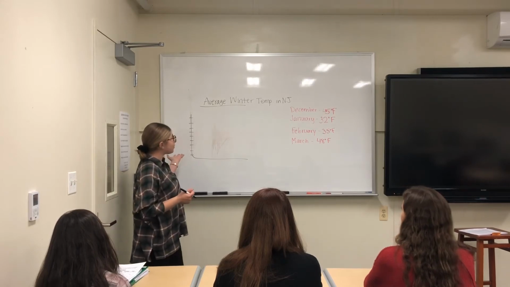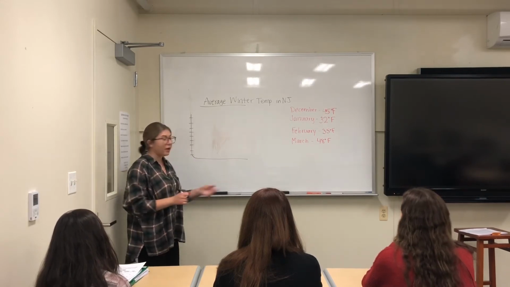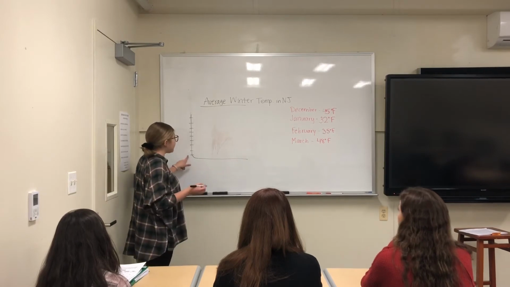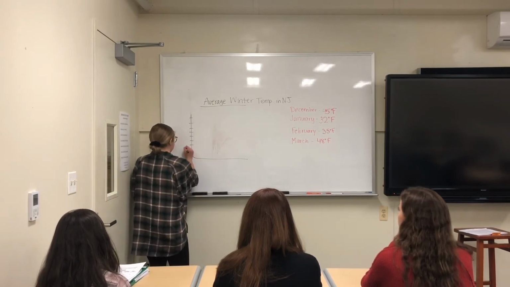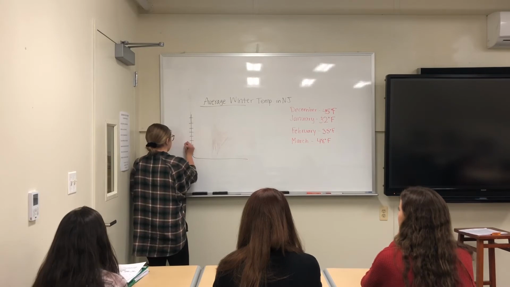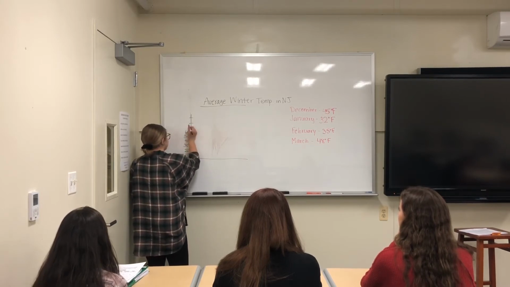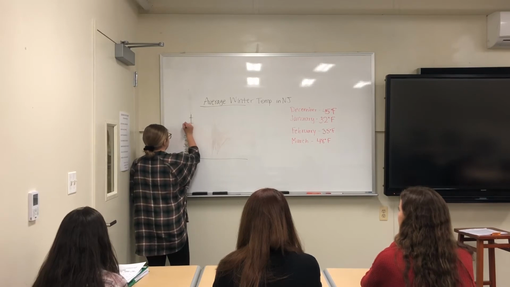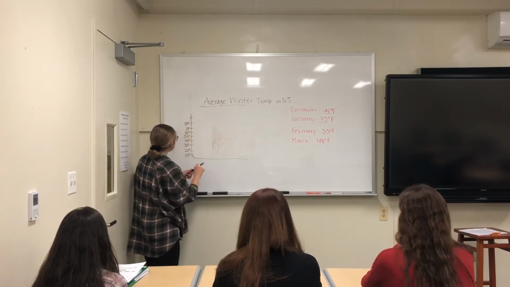And on our y-axis, we always mark normally with numbers when we're graphing. So, for example, the numbers that we're dealing with are temperature in degrees Fahrenheit. So we're going to go by tens. So we're going to say 10, 20, 30, 40. And this makes it easier to graph instead of going by ones, because then our graph would be super tall.